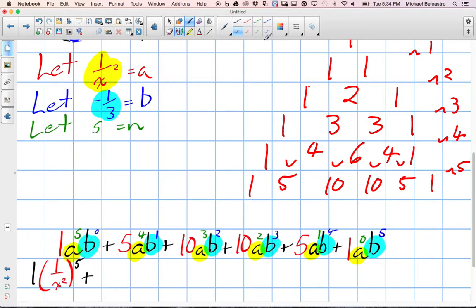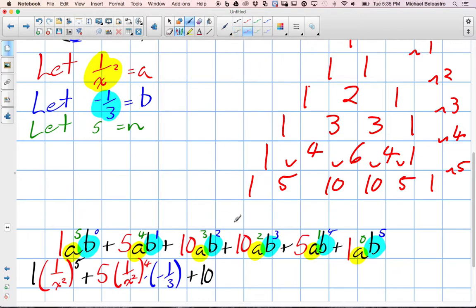So then the next one becomes 5. Same idea again. I see how our a is 1 over x squared to the power of 4. And now the b will be 1 over a third, and it's just to the power of 5. So this is still multiply, right? So we just kind of fill these in.